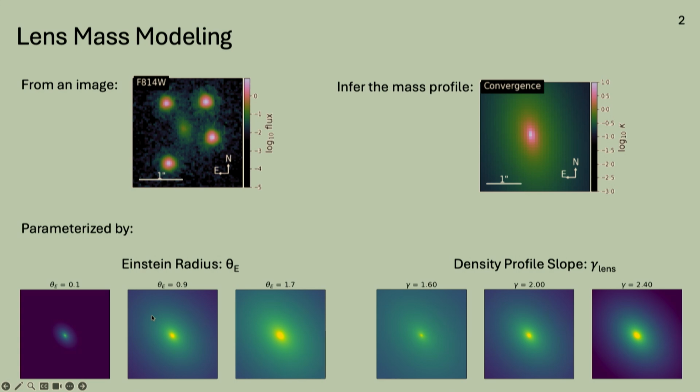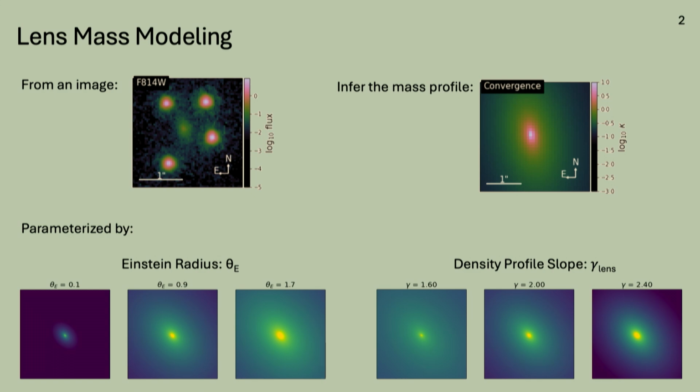So I have that set up here. From an image, I'm trying to infer the mass profile of the galaxy, and I'm going to make that easier for myself by parameterizing that mass profile. And I'm just showing you two parameters here, the Einstein radius and the density profile slope. These are two of the key parameters that I'm trying to infer from an image of the lens.